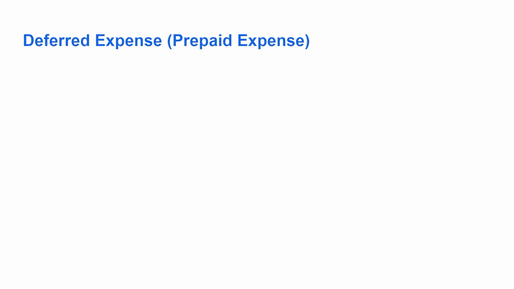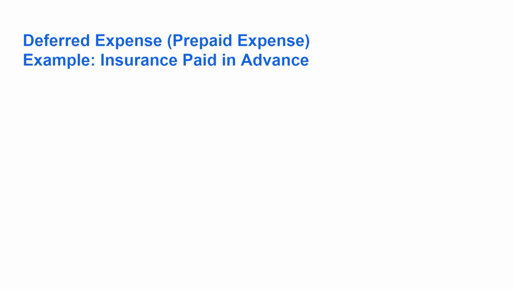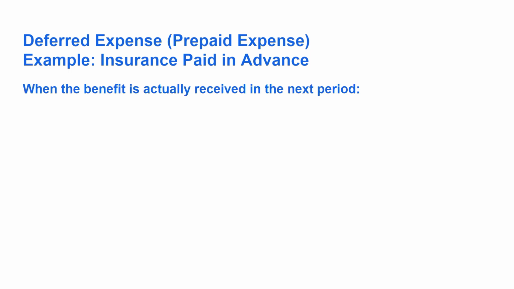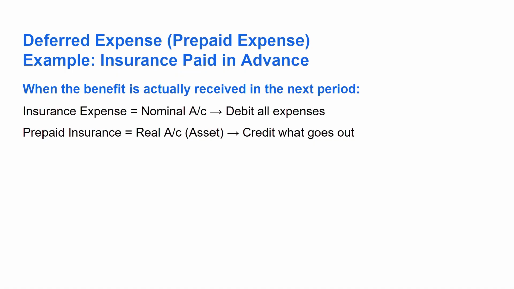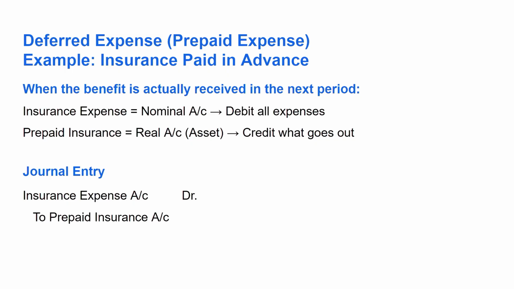Deferred expenses, prepaid expenses. Example, insurance paid in advance. And when the benefit is actually received in the next period, the two accounts affected are insurance expense and prepaid insurance. Insurance expense is a nominal account, debit all expenses. Prepaid insurance is a real account, and we credit what goes out. The journal entry is insurance expense debit to prepaid insurance, and the narration is being prepaid insurance transferred to expense.